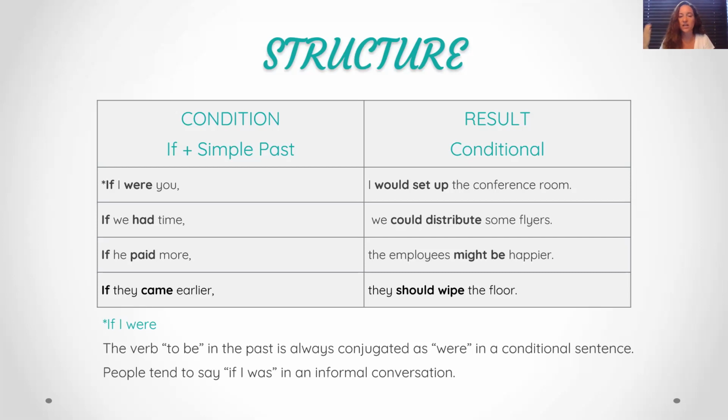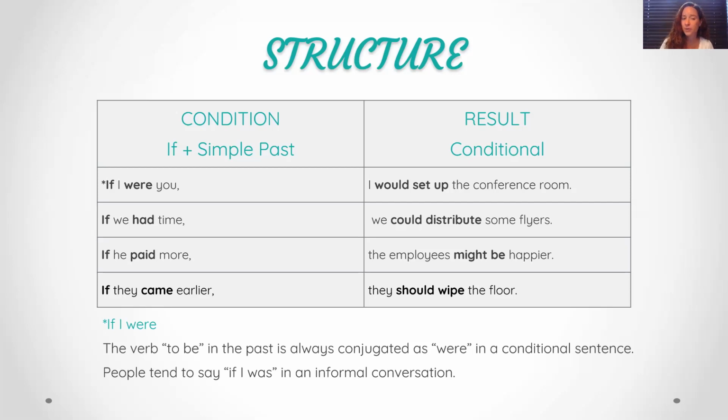It's possible that in conversation you hear people saying, "If I was." This is something that we say in the spoken language, the language of the street. But when we write, the correct form would be were all the time. So, "If I were you, I would set up the conference room." Obviously, I am not you, so this is an impossible situation. That's why we use the second conditional.